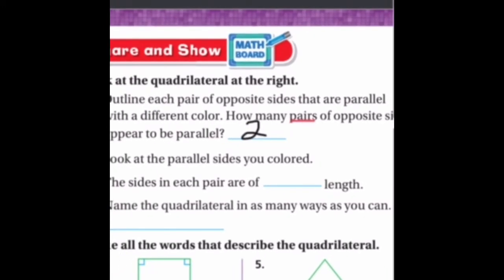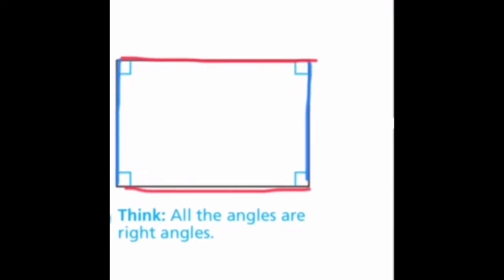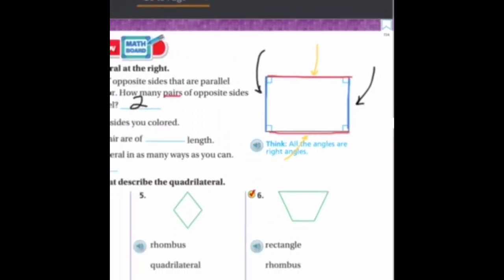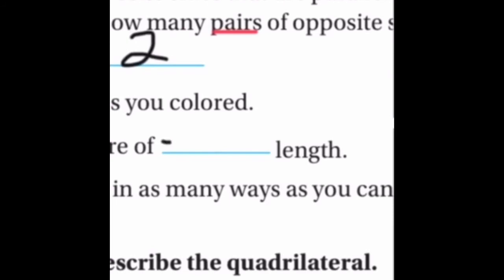Number 2, look at the parallel sides you colored. The sides in each pair are of blank length. So if I look at these two blue sides, they are equal length. And if I look at the two red sides, they are of equal length compared to each other, only compared to each other. So they are of equal length. We should have equal here.